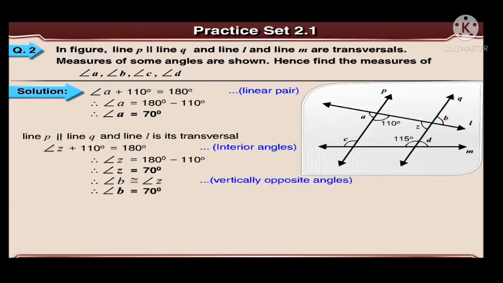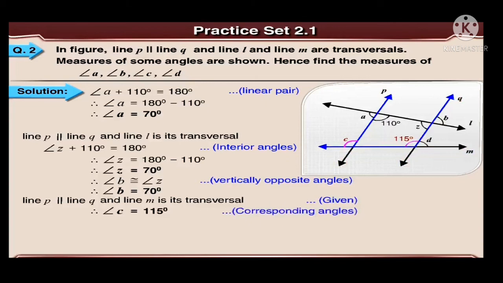Now it is given that line P is parallel to line Q and line M is its transversal. Therefore, angle C is equal to 115 degrees as they are corresponding angles.